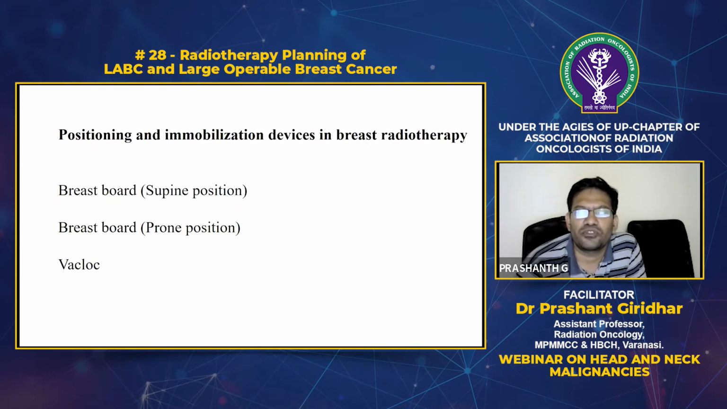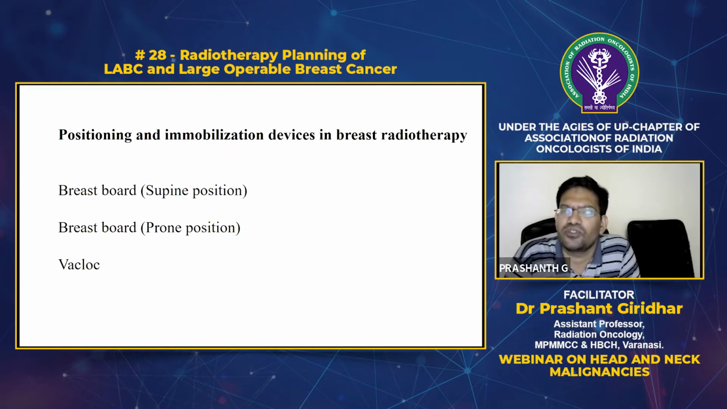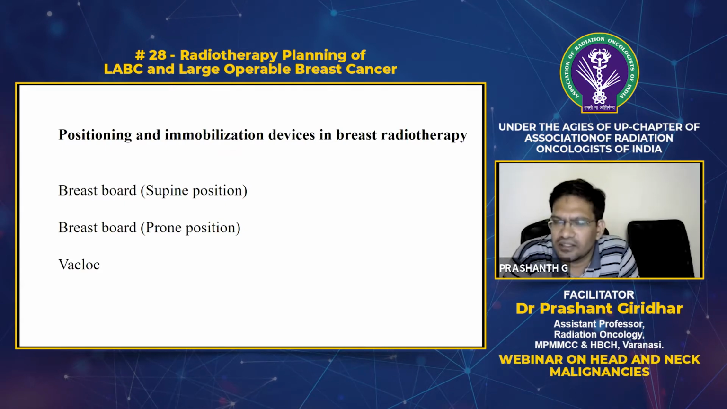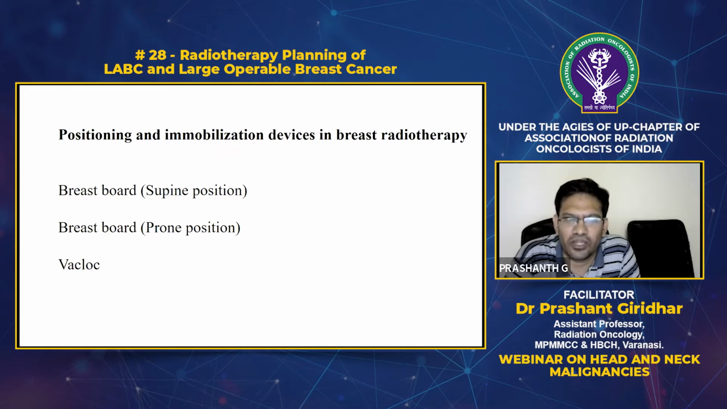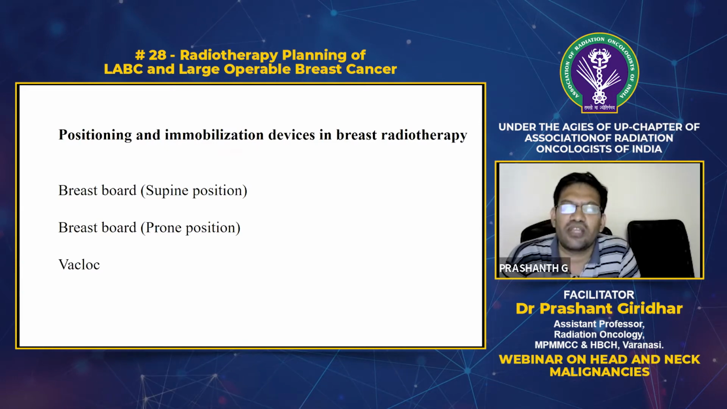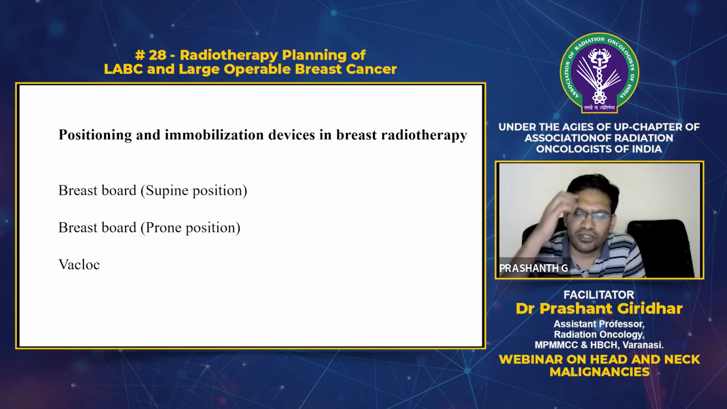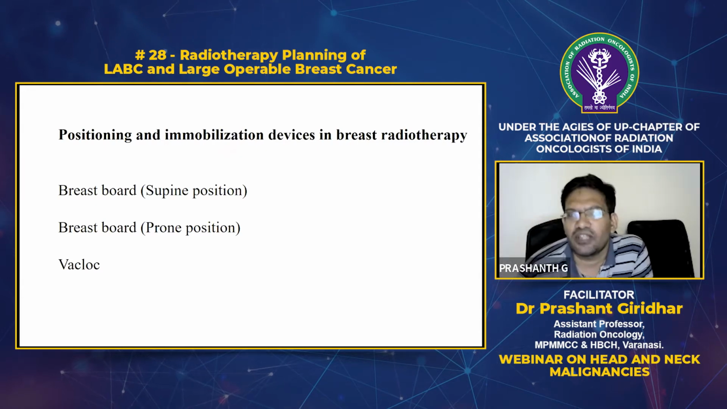For positioning and immobilization in breast radiotherapy, you usually use three things. One is the breast board. We have a supine breast board, and then we have a prone breast board. And if the patient is going to be planned with conformal radiation, we may utilize a vac lock or a breast or a blue bag.